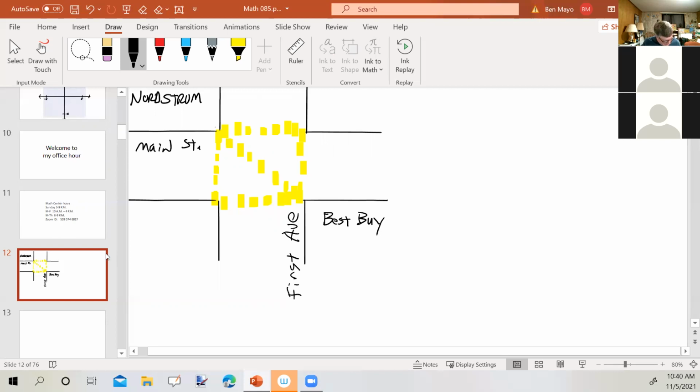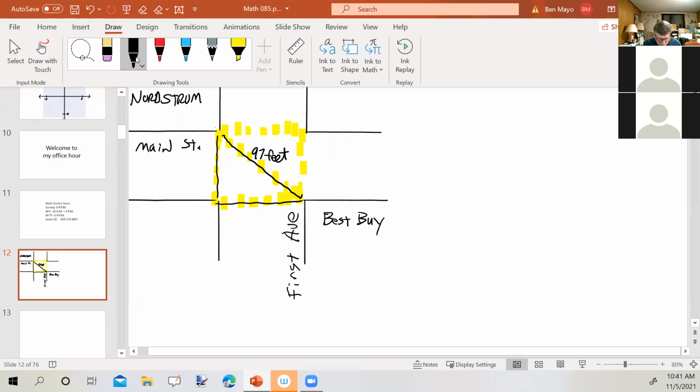It says, refer to the illustration, which I've got drawn here. Instead of using the Main Street and First Avenue crosswalks, to get from Nordstrom to Best Buy, a shopper uses the diagonal crosswalk to walk 97 feet directly from one corner to the other. So instead of doing this, followed by that, they do this, okay? So this is 97 feet, the diagonal crosswalk.